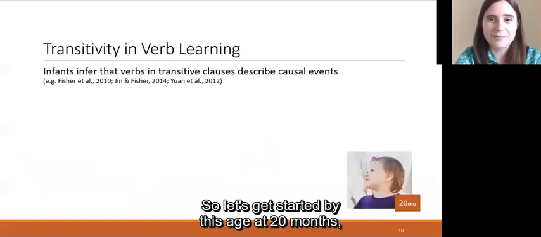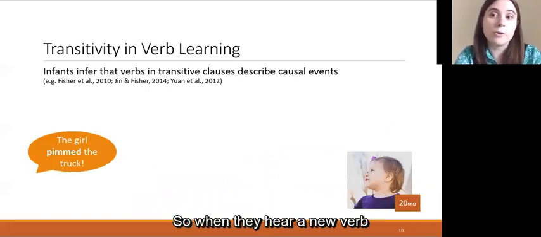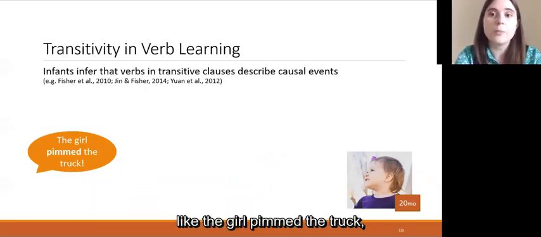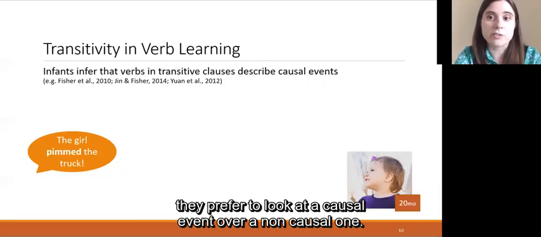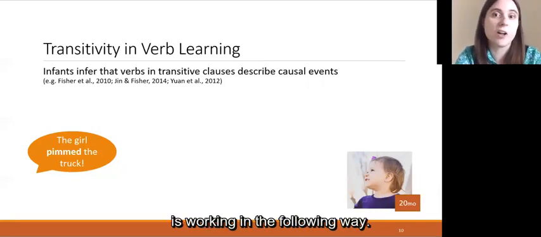So let's get started. By this age, at 20 months, infants are using the transitivity of a clause to draw inferences about the meanings of new verbs. So when they hear a new verb in a clause with a subject and an object, like the girl pinned the truck, they'll prefer to look at a causal event over a non-causal one. And one popular proposal says that this inference is working in the following way.